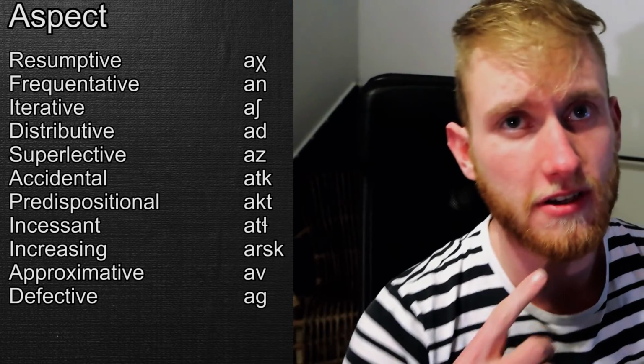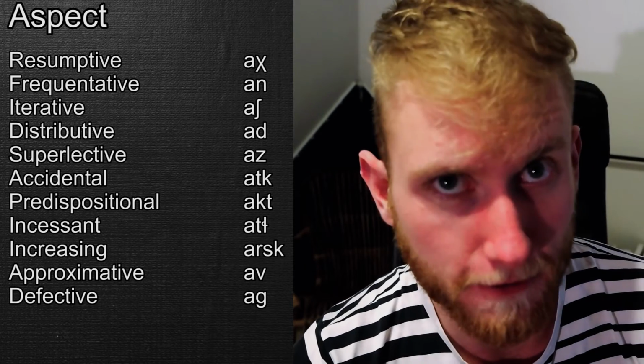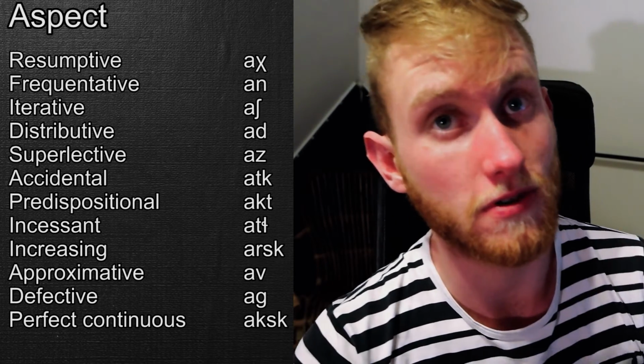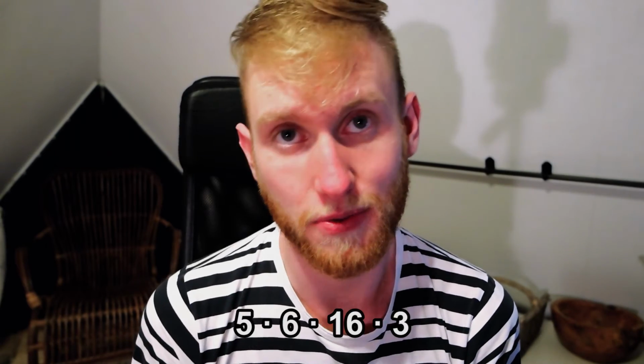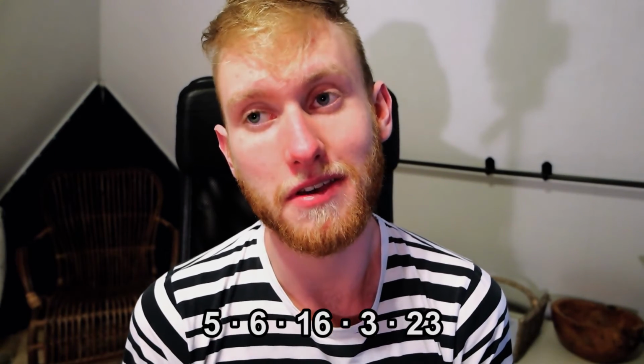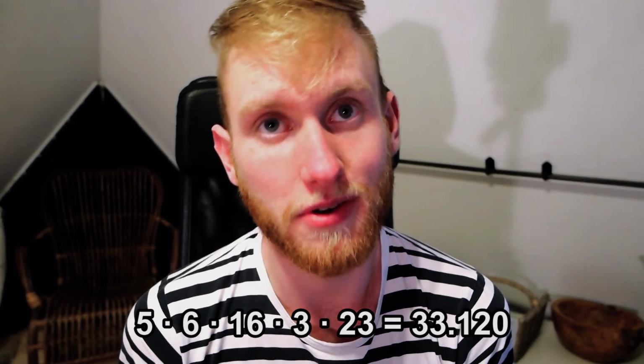Oh, and just like in English, you can combine the perfect and the continuous or progressive to create aksk or atsk. And as you might have been wondering, 5 times 6 times 16 times 3 times 23 gives me 33,120 possible conjugations. Information density.